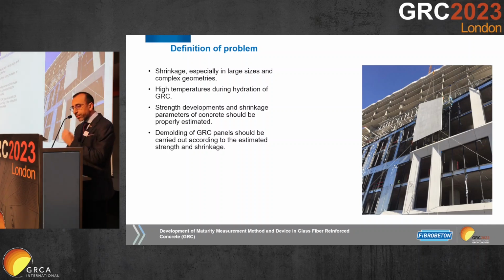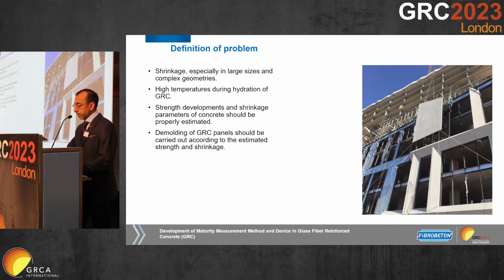So, if we focus on the definition of the problem, full-time monitoring of early age strength, not only compressive strength but also flexural strength, has a vital role. Firstly, shrinkage, especially in large size and complex shapes, can create very complex stresses and can cause unwanted cracks, bending, or distortion in the curing process or in the product during lifting. High temperatures may lead to higher shrinkage values.